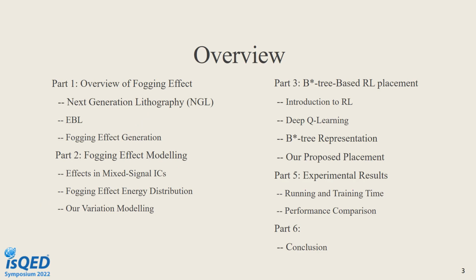So this is the outline of my conference paper. In part 1, I talk about the overview of the fogging effect. In part 2, I introduce our modeling. Part 3 is the main part of our presentation, that is the BSR Tree based reinforcement learning placement. In part 5, the experimental results are demonstrated, which is divided into 2 parts, the timing and also the performance comparison. And finally, I talk about the conclusion.